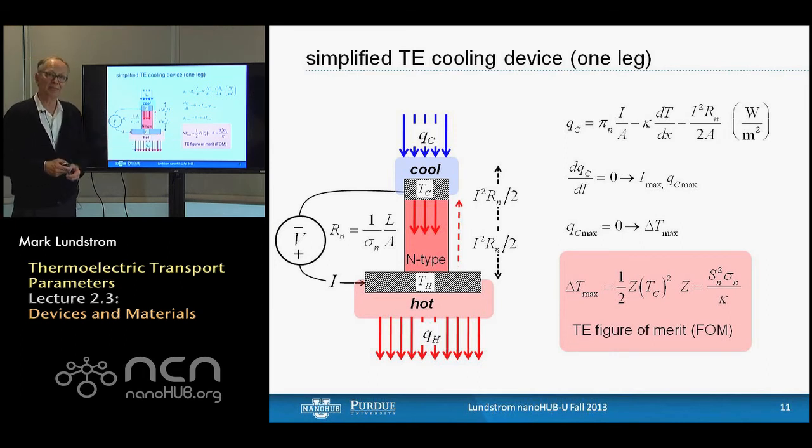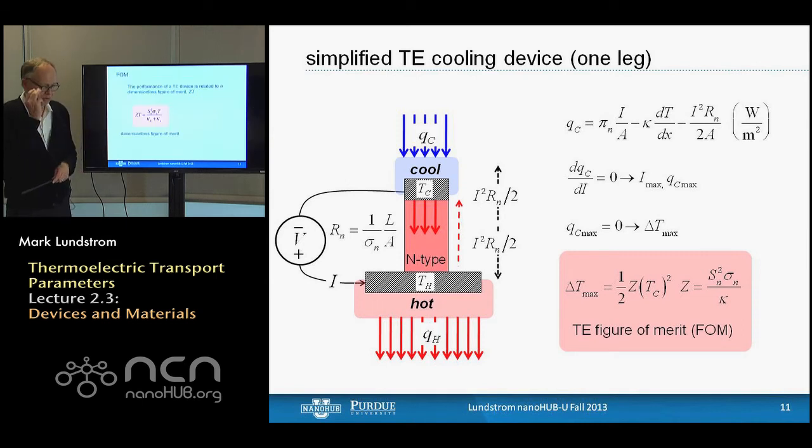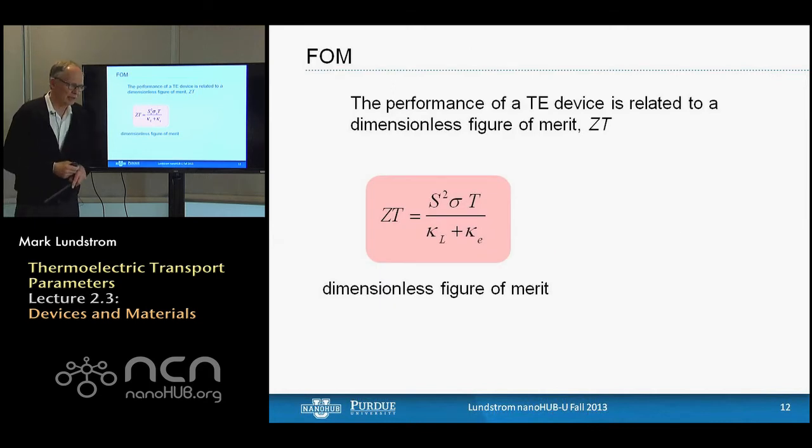This quantity Z is the thermoelectric figure of merit. It's Seebeck coefficient squared times electrical conductivity, divided by the total thermal conductivity, both phonons and due to electrons. So that simple analysis tells us the performance of this simple device is related to a very simple combination of material parameters. When we analyze more complicated devices, we'll find that we come to the same conclusion. So this thermoelectric figure of merit is a really important quantity.